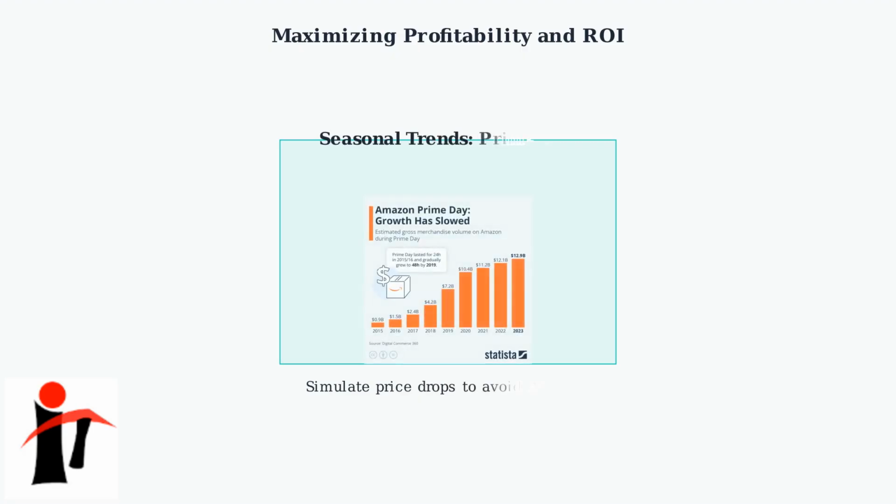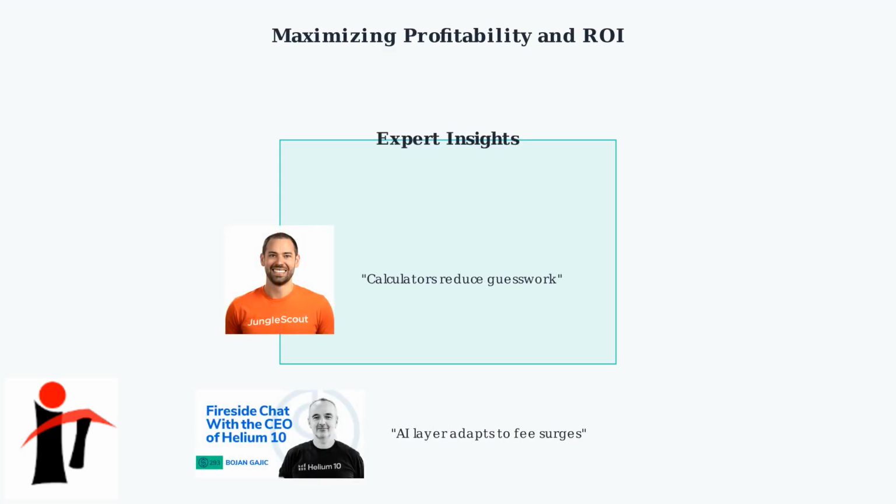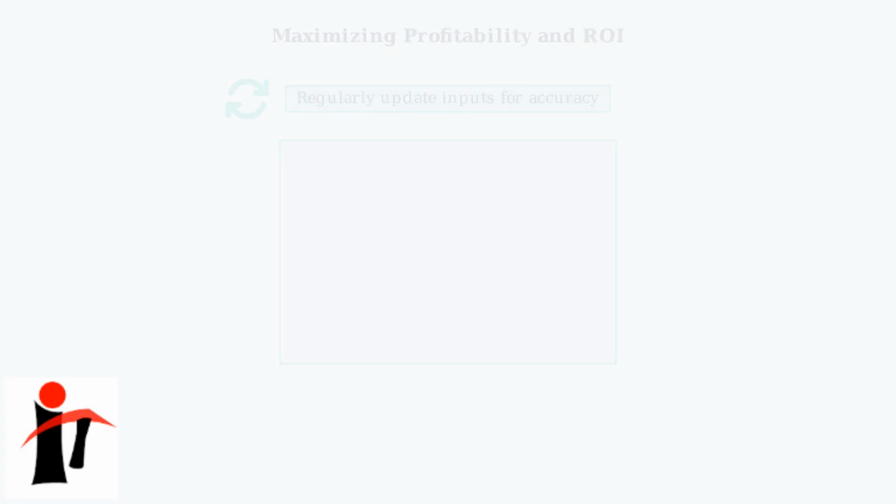During seasonal events like Prime Day, use the tool to simulate price drops and assess potential ROI dips if fees spike. This helps maintain profitability during high-volume periods. Jungle Scout CEO Greg Mercer emphasizes that calculators reduce guesswork, while Helium 10 CEO Adi Moore highlights the tool's AI layer for adapting to Amazon's 2025 fee surge. Always monitor trends and regularly update your inputs with the latest data and Amazon fee changes for the most accurate results.